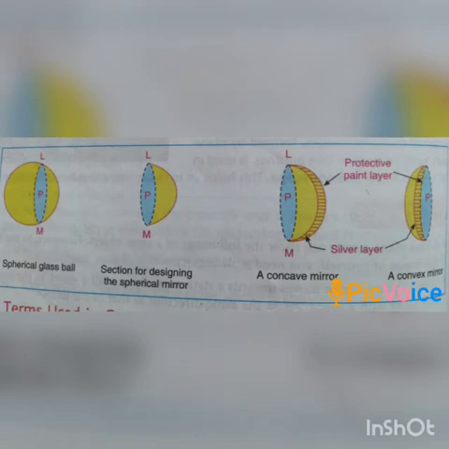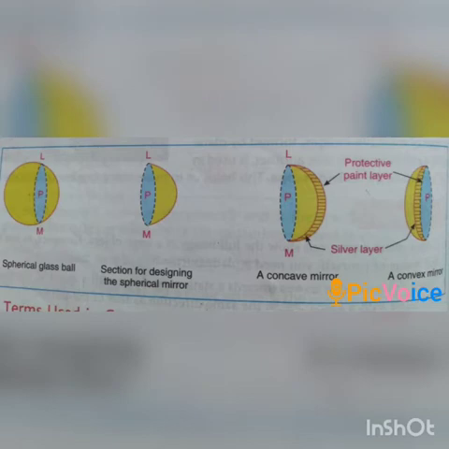Curved mirrors can occur in a variety of shapes, but the simplest of them are spherical mirrors. That means a spherical mirror is a special type of mirror whose surface is a part of a sphere. That means we can say if the mirror is formed from a sphere, then it is a spherical mirror. It is of two types, the concave mirror and the convex mirror.